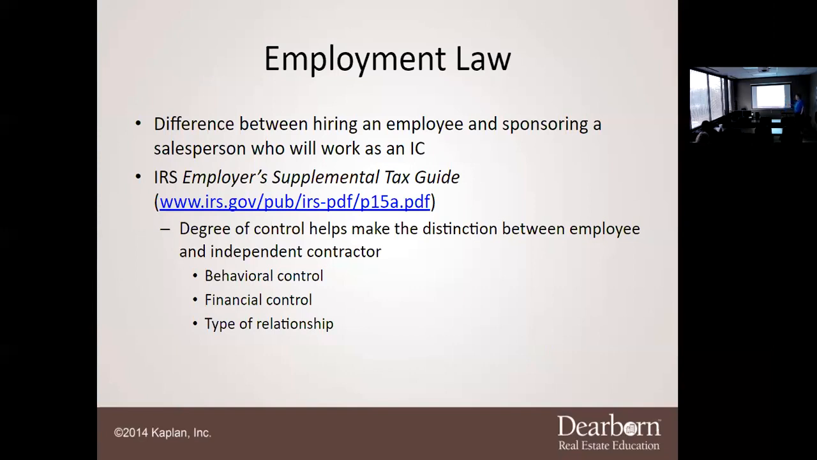But again, it gives you the degree of control that helps make the distinction between an employee and an independent contractor. Again, the 3 things that they look at when the IRS comes into it is behavioral control. That's that thing, Mr. Eugene, where your boss tells you what you have to do. That's behavioral control. They're telling you how to do your job. Financial control. How exactly is the individual paid? Are you paid hourly or are you paid by commission? Okay. And what's the type of relationship? How is the relationship handled? Okay. You have to be very careful in these situations.